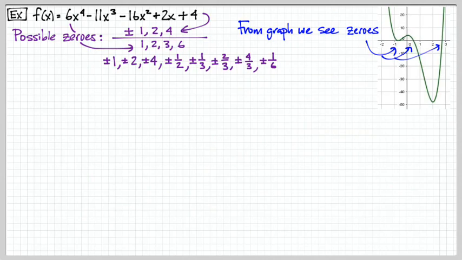Now, I'm going to throw in another bit of information we might possibly have. Maybe we have graphed it, looked on a graphing calculator, and seen some estimates of where the zeros are.